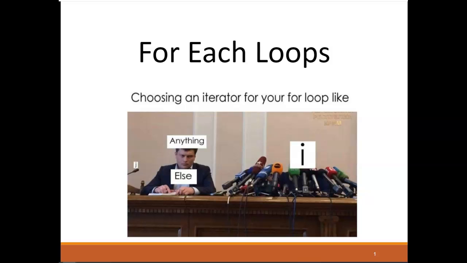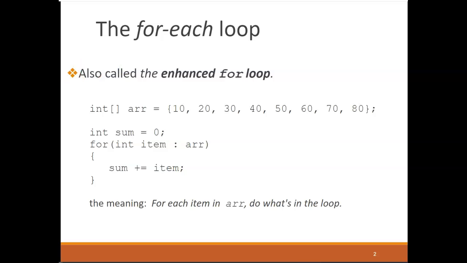Hey everybody, so today we're going to talk about for each loops in Java. The for each loop is also called an enhanced for loop, and you will hear those two names used interchangeably. The way it works is instead of taking an index value and looping through the index values of a list, it actually loops through the specific items in that list. So it loops for each item in an array, or for each item in an array list, hence the name for each loop.